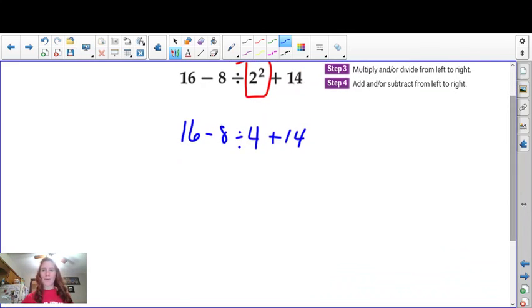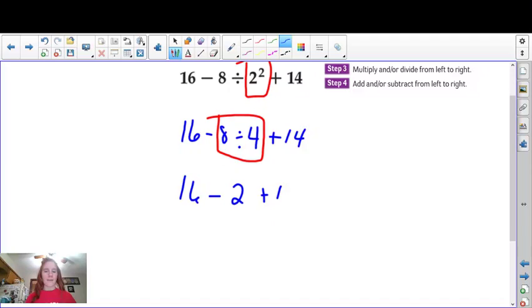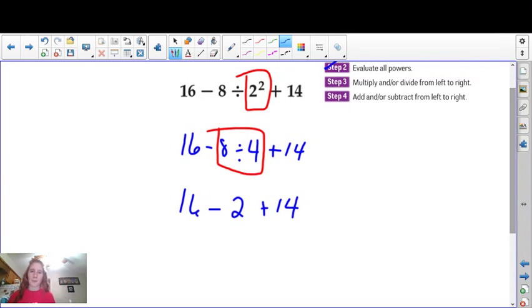Step 3, multiply or divide from left to right. So since you can't see my finger pointing on my screen, let's get my mouse. From left to right, I start with subtraction. Then I have division, so I need to go ahead and tackle that. So I have 16 minus 8 divided by 4, which is 2. And then that 14 comes down next. And I ask myself, do I have any other multiplication or division? Nope, so that's done. So now I need to add or subtract from left to right.